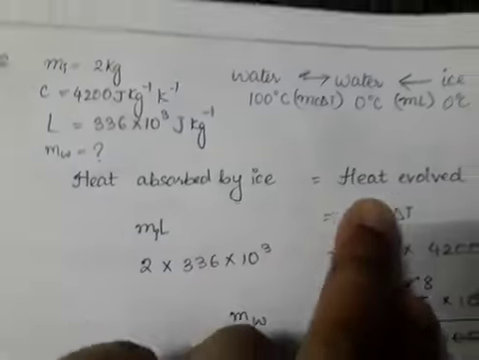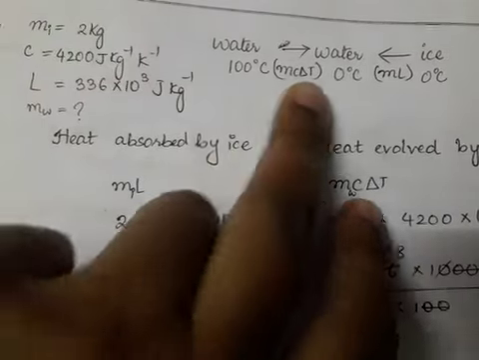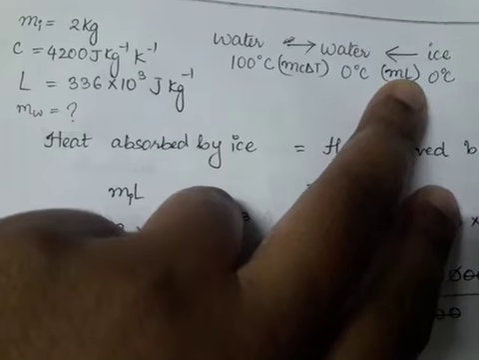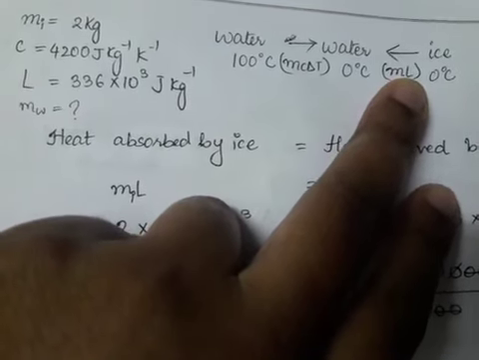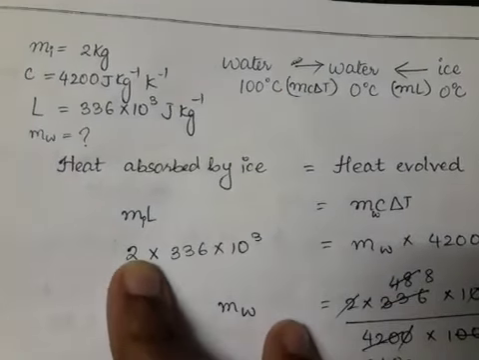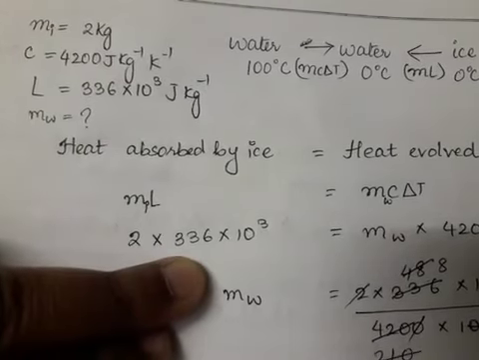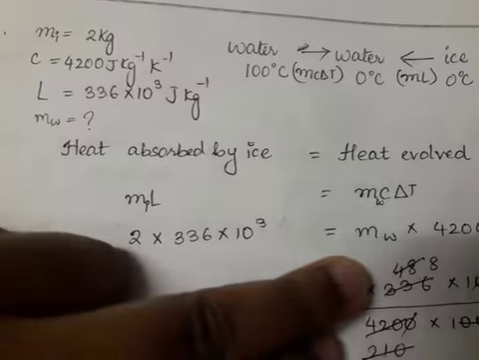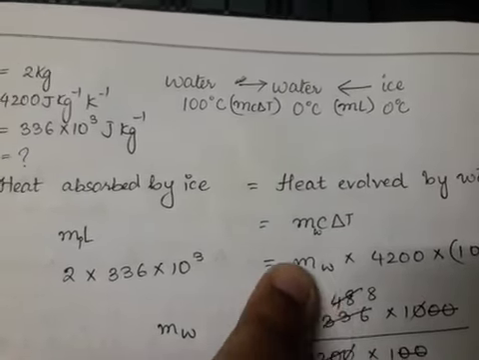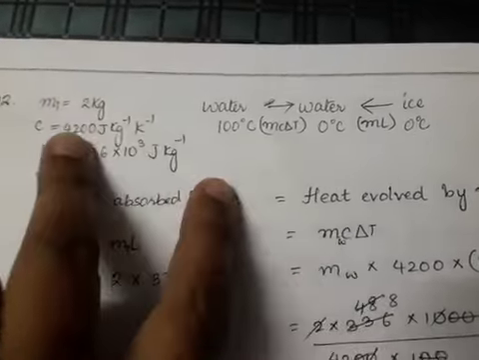So heat absorbed by ice is equal to heat evolved by water. How much ice? You can see that there is no change in temperature, so heat absorbed will be mL, and heat evolved here will be mc delta T. So just substitute all the values. Mass is given here, 2 kg, and 336 is the L value, into 10 power 3. We have to find out how much mass of water we are using. So let it be mw into this, the specific heat capacity, 4200.